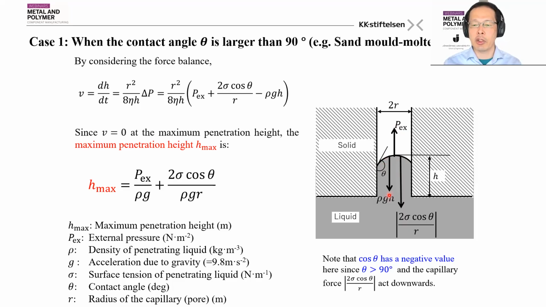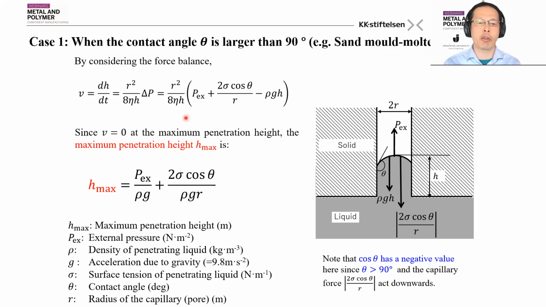Here we are considering the penetration upwards, so we have the force due to the acceleration due to gravity, this term, and we have the capillary force. In this case, the contact angle is larger than 90 degrees, so the capillary force is acting downwards. Here is the capillary force.